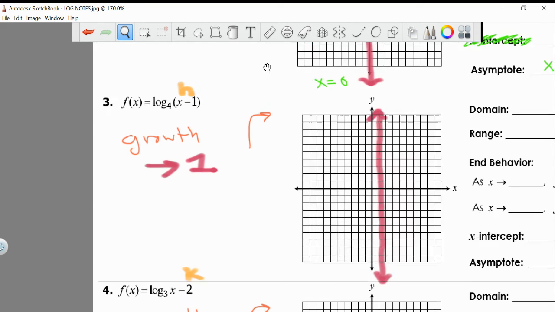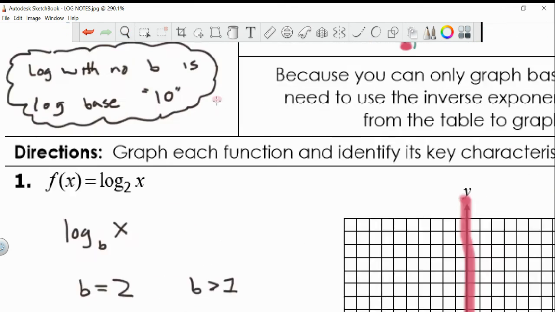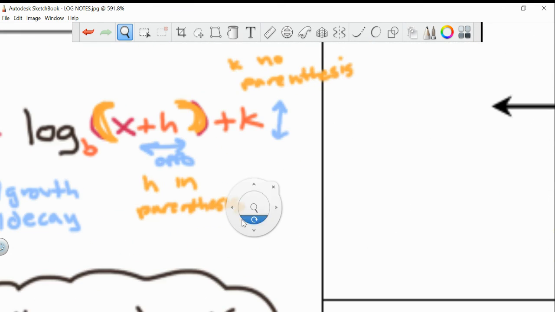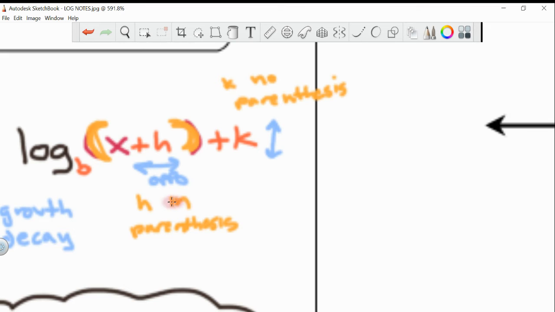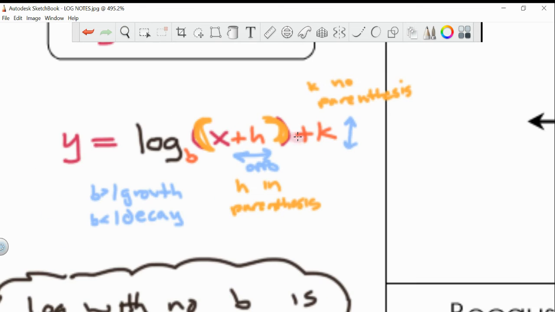Good call, Devin. So what I've written here, and it's terrible handwriting, but basically h is in parentheses, k has no parentheses. Again, it's easy for me to write so small because I can just zoom in. I'm sure it's hard for you guys to cram all those words there, but basically parentheses, parentheses, parentheses. Make sure that you're checking out those parentheses.